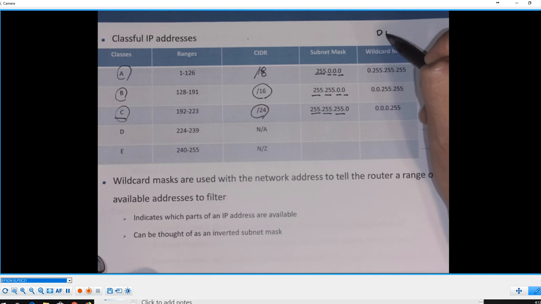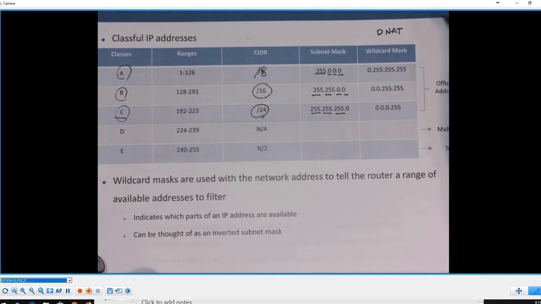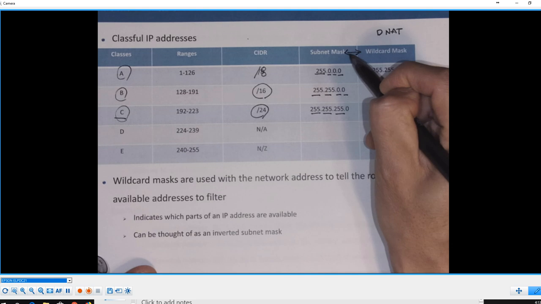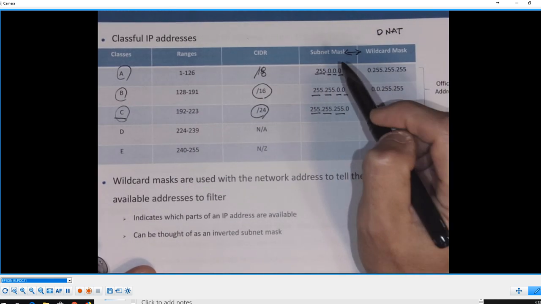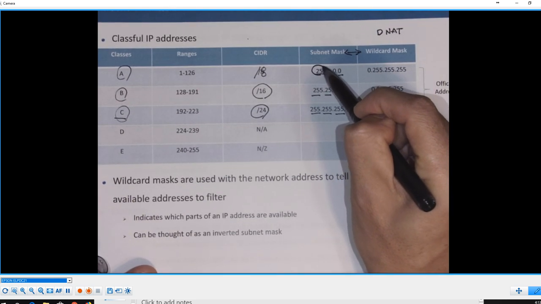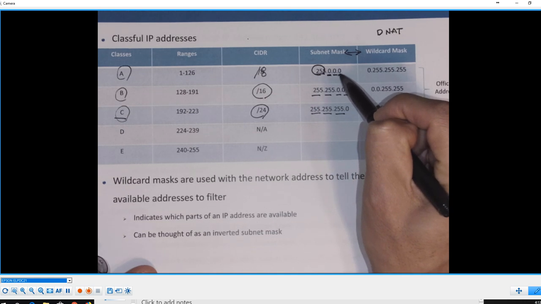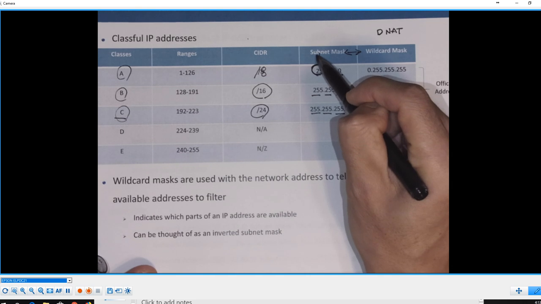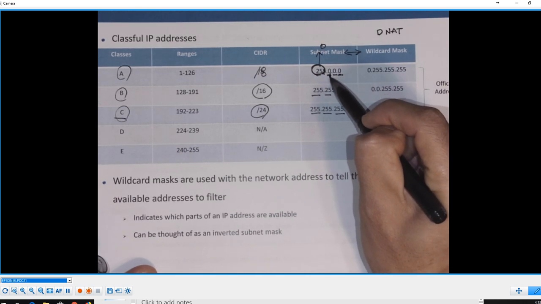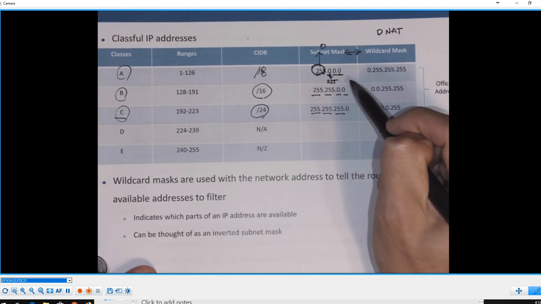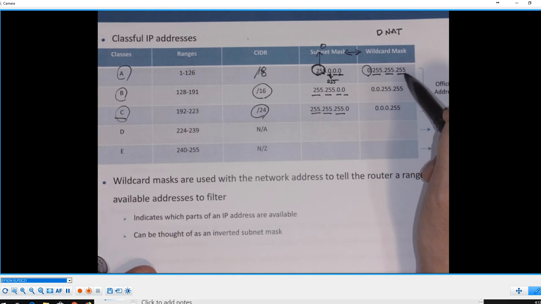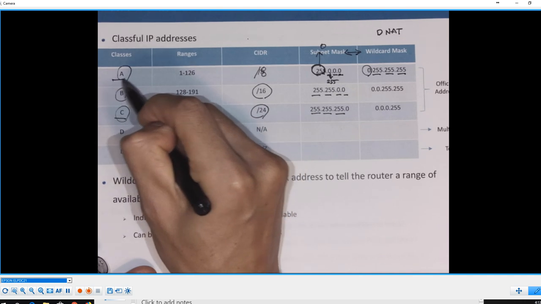And for dynamic NAT, there is a new concept called the wildcard mask, which is the exact opposite of the subnet mask. For example, if the subnet mask is /8, which is 255.0.0.0, your wildcard mask is to convert the 255 to 0, and the 0s to 255. So basically 0.255.255.255 for class A.